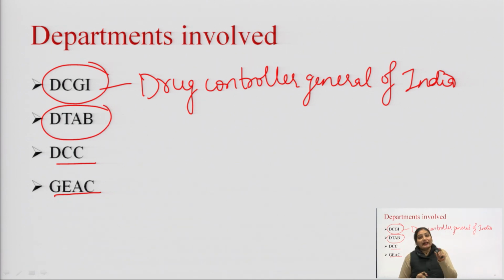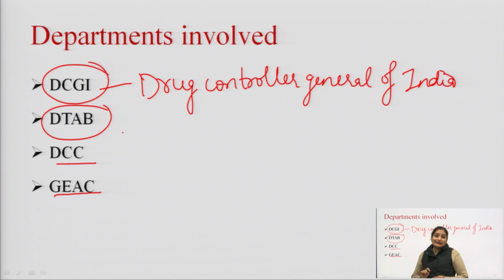Next is the DTAB, that is Drug Technical Advisory Board. It is the advisory board which has technical experts, and on all technical matters the advice will be given to the government. Okay. DTAB consists of an advisory board, and all the advice on technical matters to the government is provided by this DTAB agency.